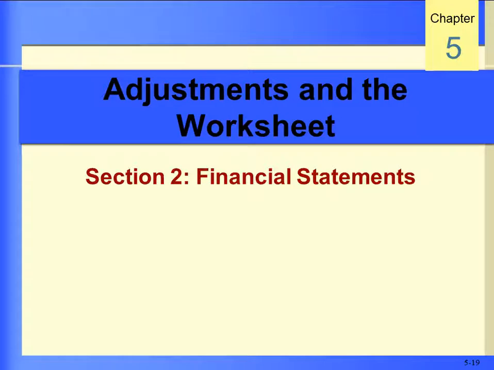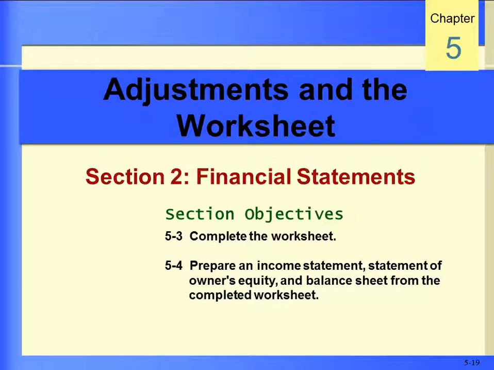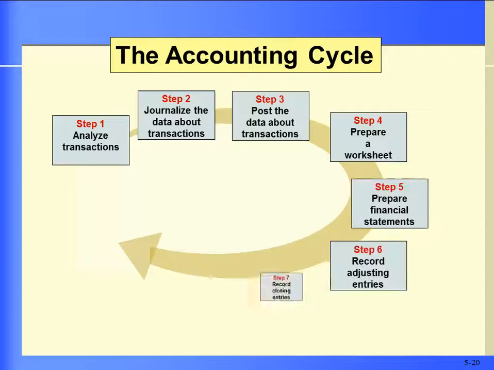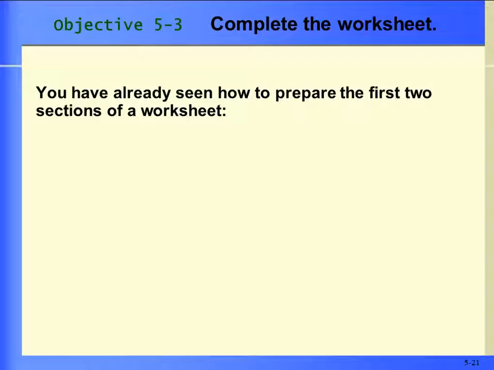So section 2, financial statements: we're going to complete the worksheet, prepare financial statements, and journalize and post the adjusting entries. So here we are in the accounting cycle, chapter 5. We are preparing a worksheet. The first two sections were the trial balance and the adjustments. Each one of those has its own column with a debit and a credit column each.